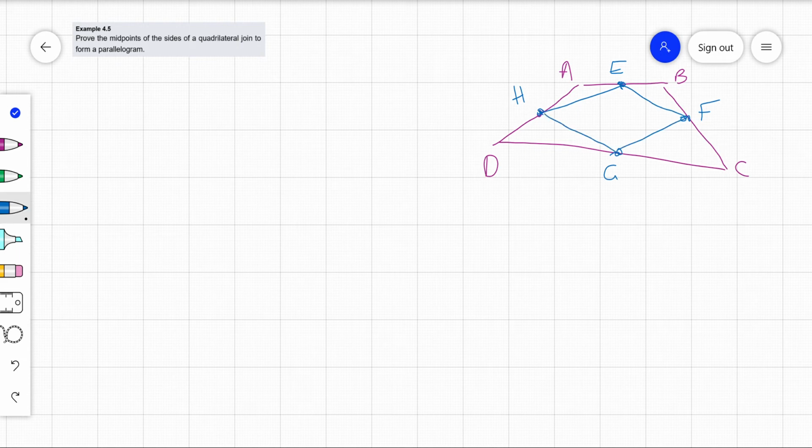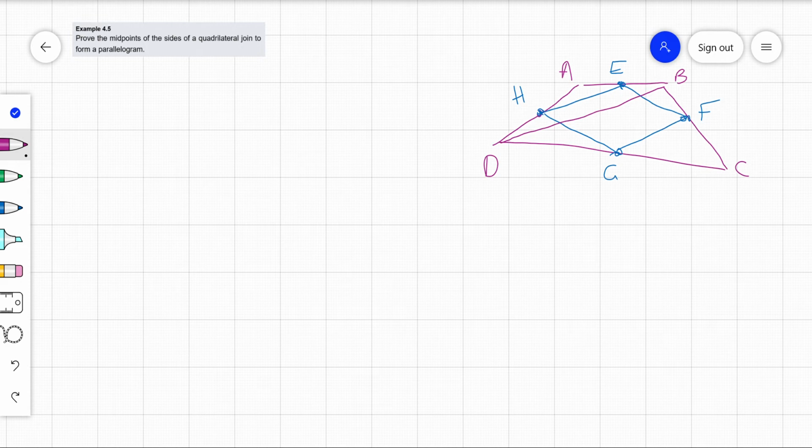So what do I have to do? I have to show that those sides are equal and parallel. The trick here, a bit of a trick, is to put in another diagonal. Let's put in BD. What we're going to try and show is that HE is parallel to BD. Is that BD? Yes. And FG is also parallel to BD. Therefore, EF and FG are parallel to each other, and that they're the same length as well. So we need both of those.